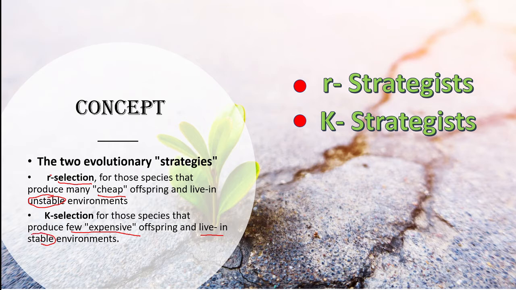So two things should be noted down. One is that R strategists live in an unstable environment and they produce cheap offspring, whereas K strategists live in a stable environment and they produce very expensive offspring. Expensive or cheap, this is with respect to the energy required to be spent in their rearing and upbringing till the adulthood stage.